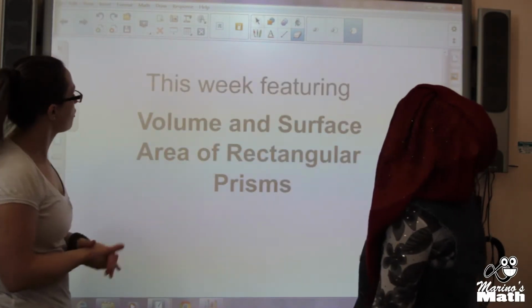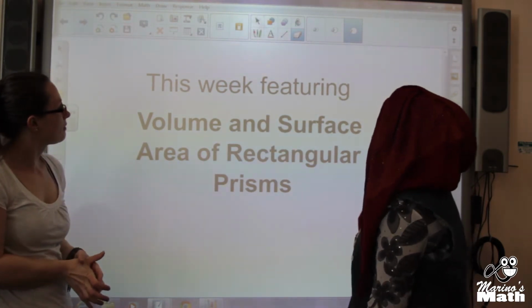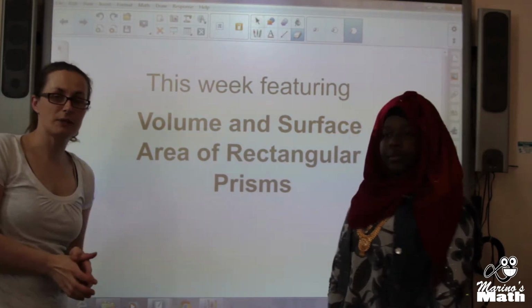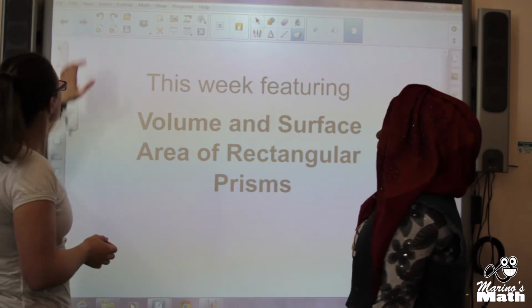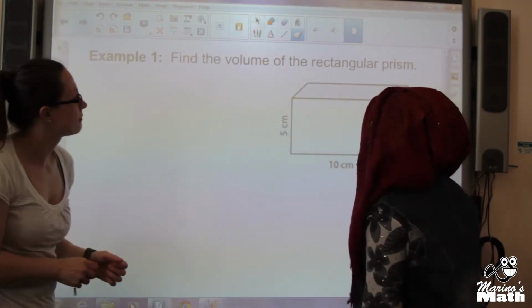And this week we are going to talk about what? This week features volume and surface area of rectangular prism. And this is what we did in class last week, so some of this should seem familiar. We're just trying to reteach a little bit in case you forgot. Find the volume of the rectangular prism.